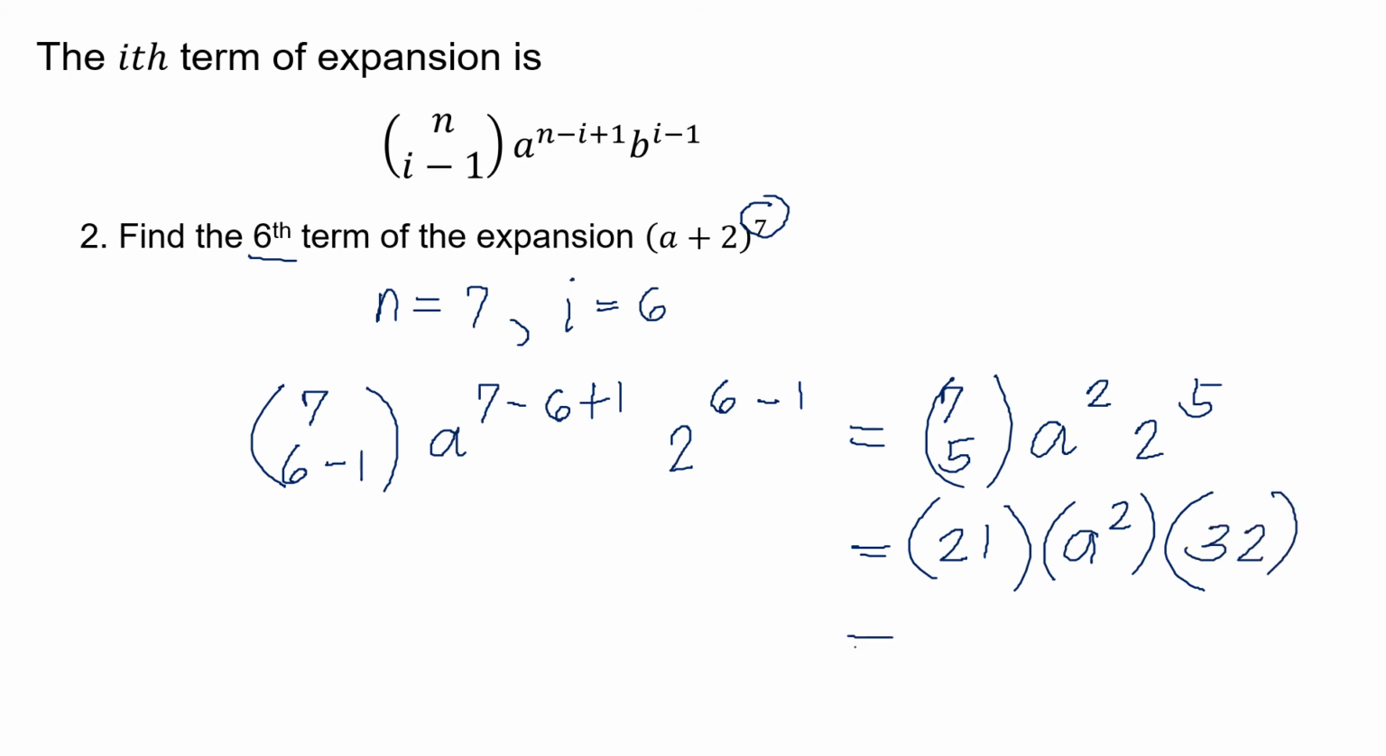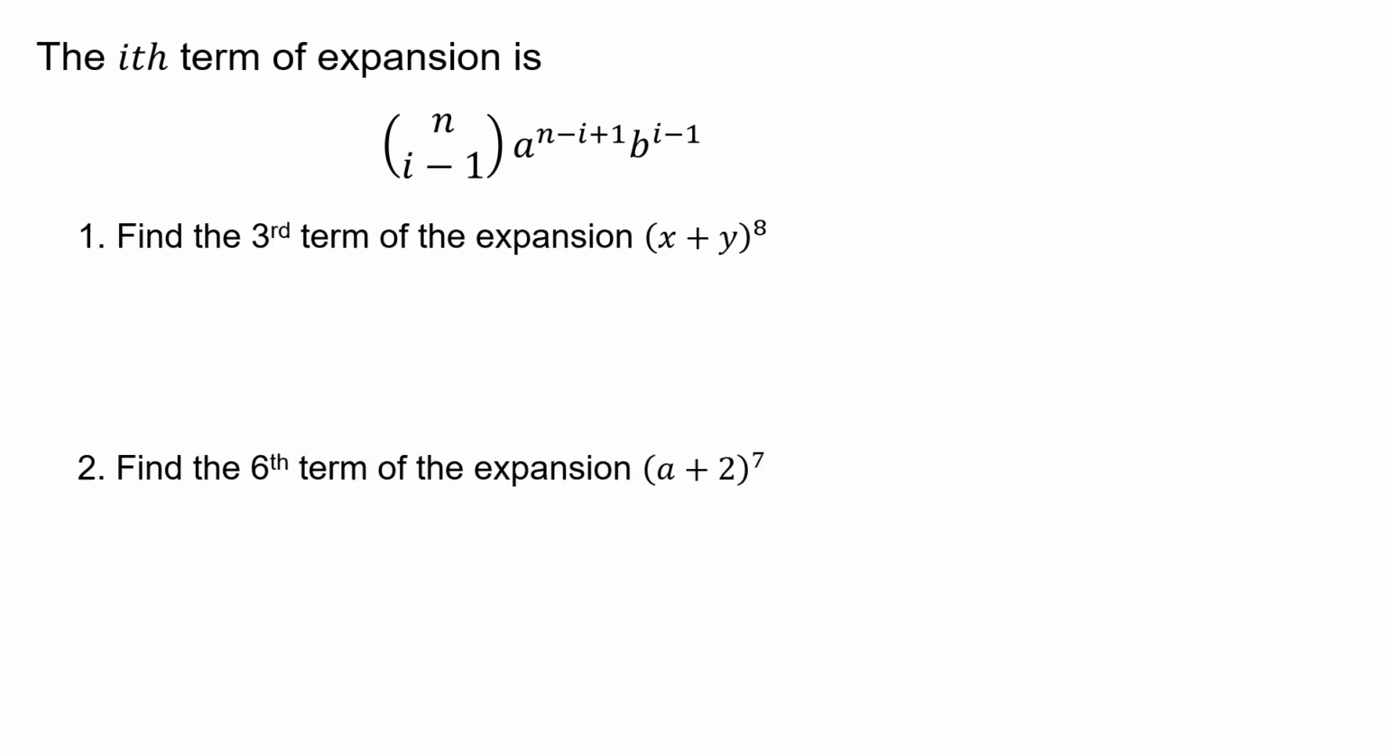So combine like terms, we now simplify. 21 times 32 will give us 672. So the answer is 672a squared. We can actually form a shorter way of solving this.